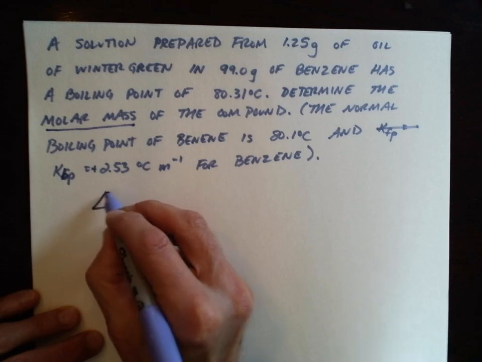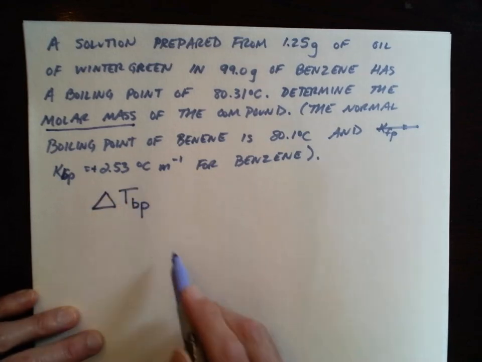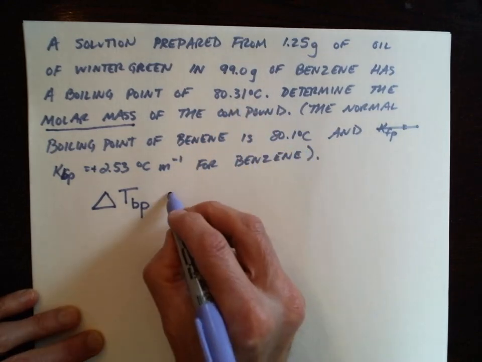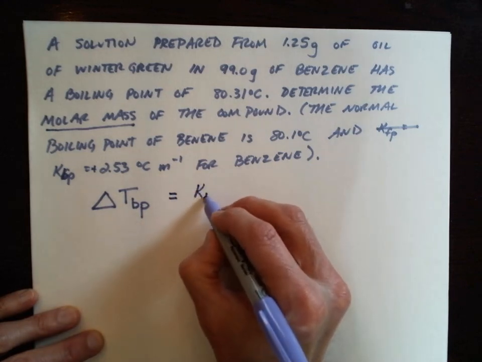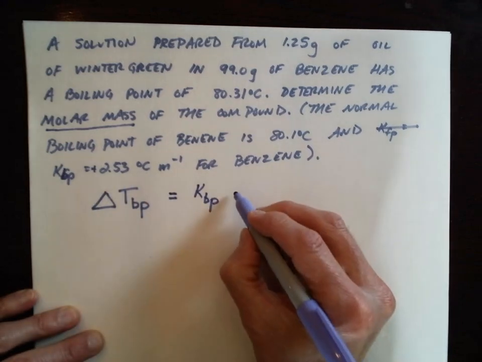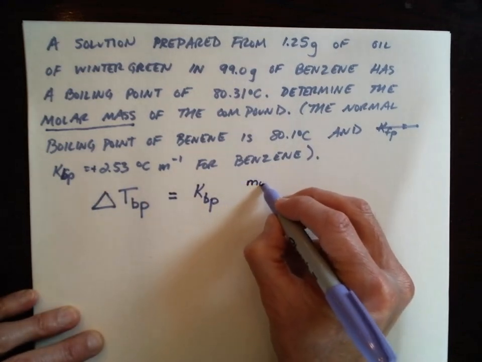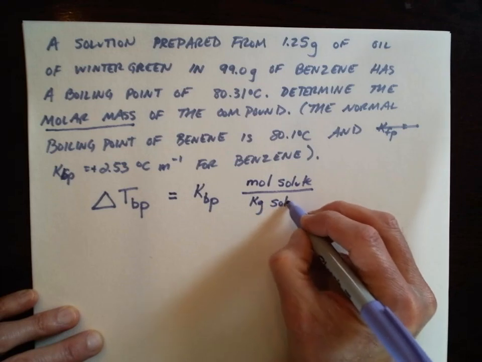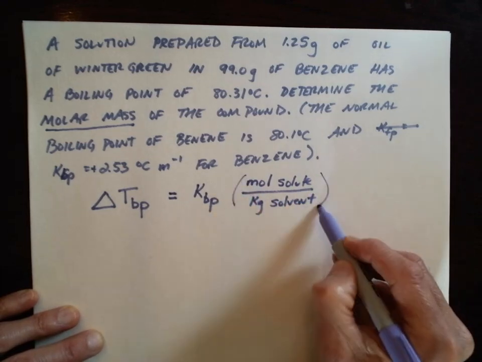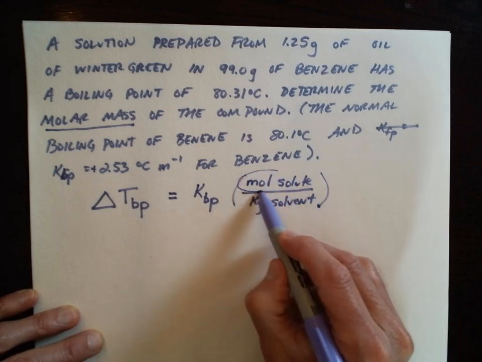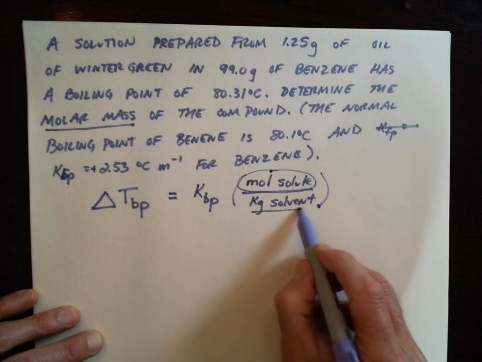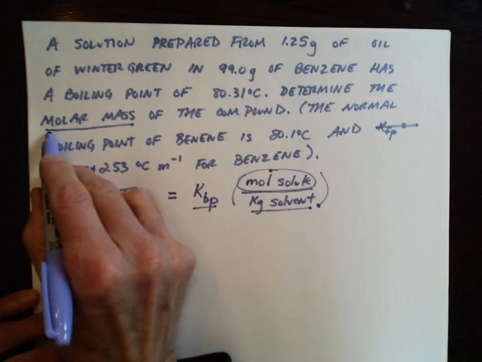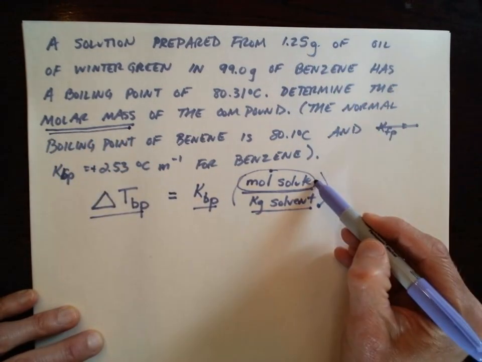The equation is the change in temperature of the boiling point, which is going to be 80.31 minus 80.1, so it's 0.21 degrees C. That's going to be equal to our boiling point elevation constant, which is given here, times the molality. Now I'm going to write the molality like this. That's the moles of our solute divided by our kilograms of solvent. That's the definition of molality. We don't know the moles of solute, but we do know the kilograms of solvent. Of course, we know this and we know this. We know everything but the moles of the solute. We're looking for the molar mass, which is the grams per mole of the solute.